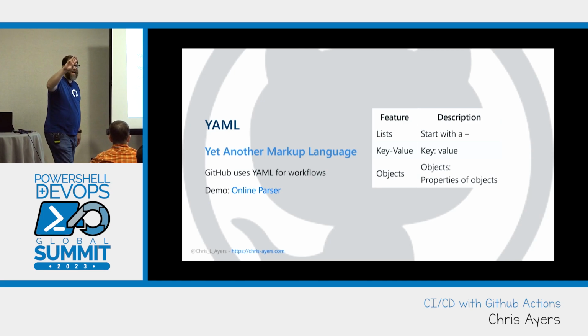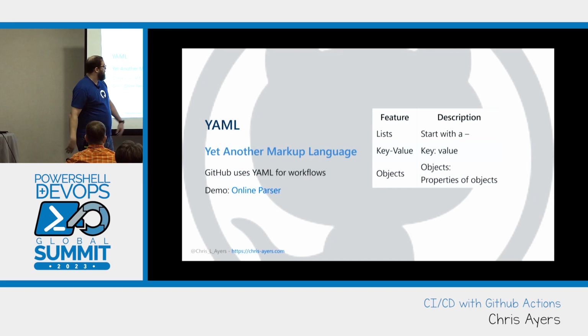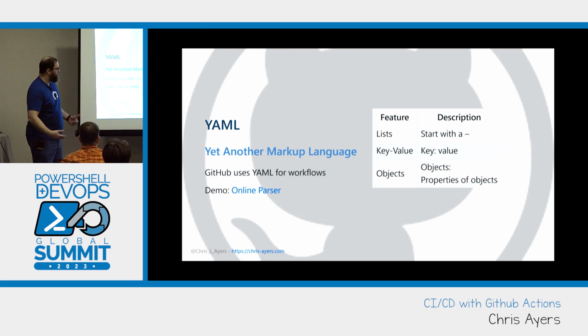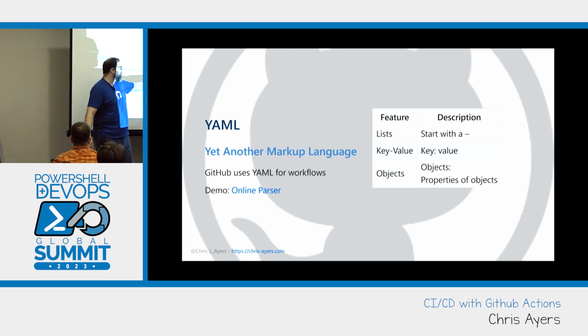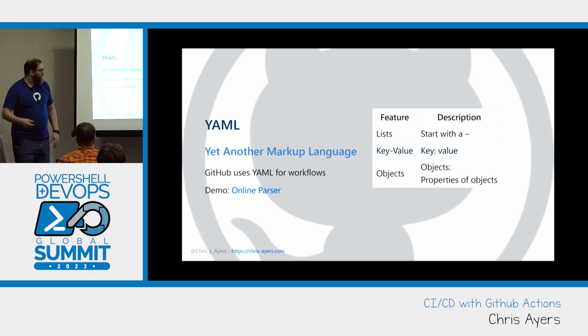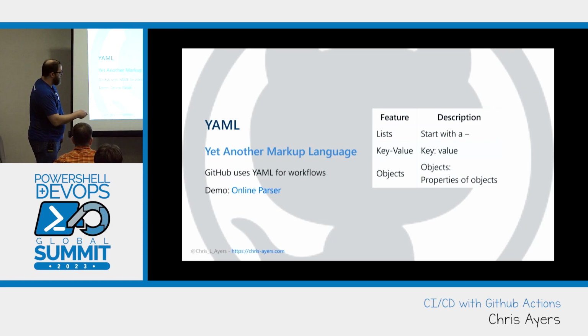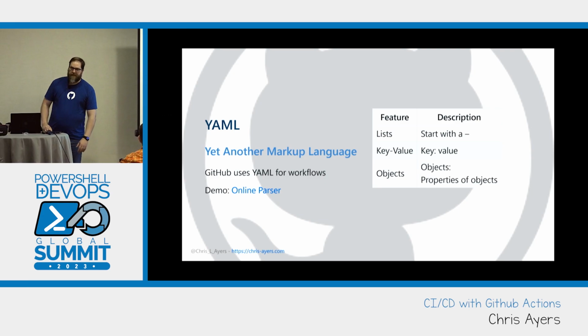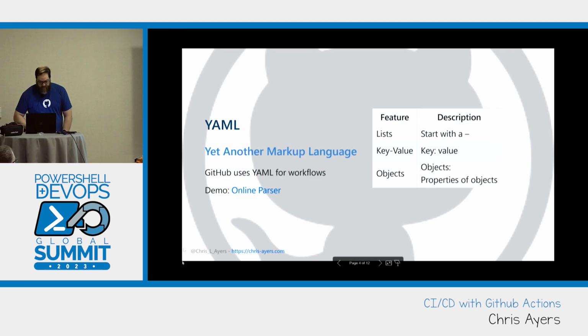There's like 3 basic rules to YAML. Lists kind of start with a dash and a space. Objects are key value. Well, key values are just the key colon the value. And then objects are like a key with a colon and then properties. They can be key values, they can be lists. Let's play with those. Let's just go ahead and play around.